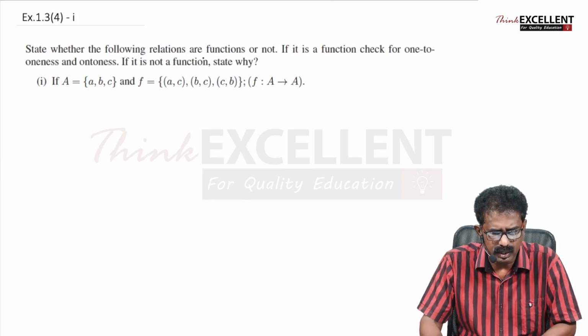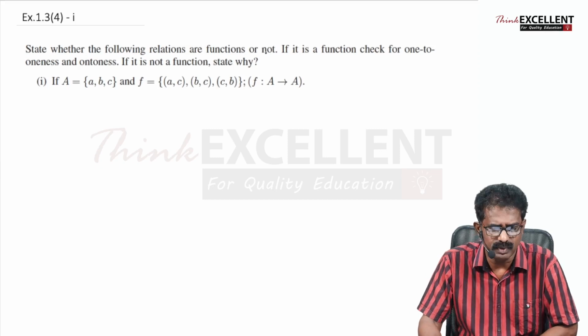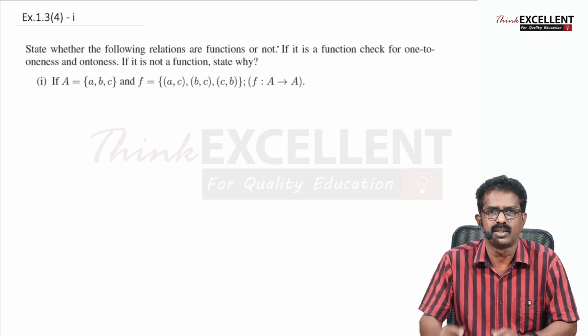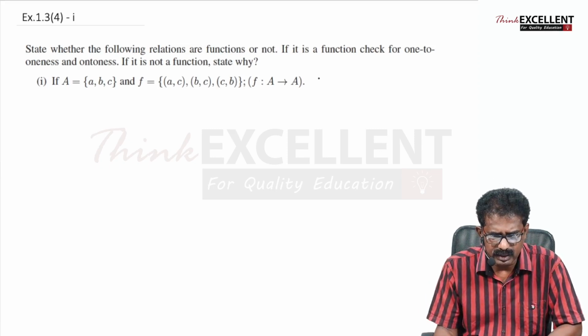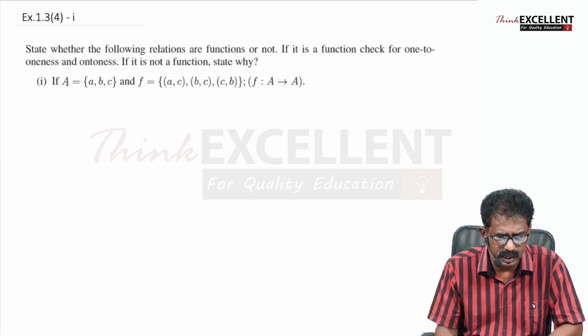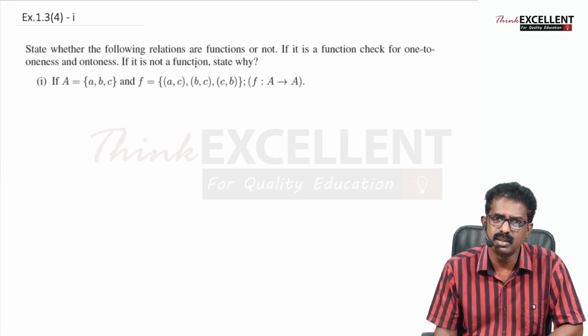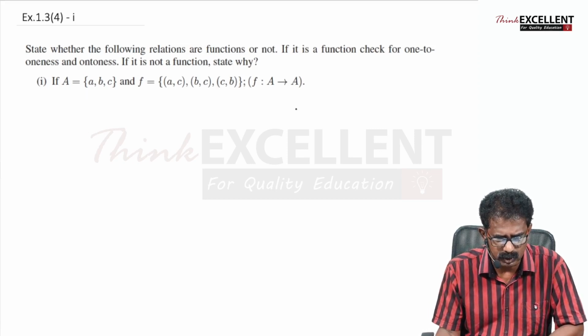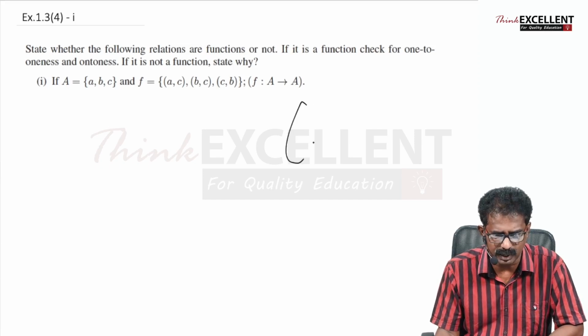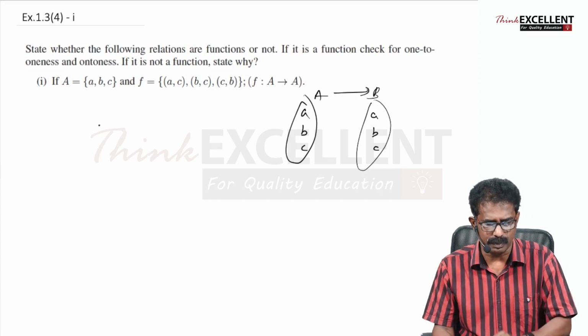State whether the following relations are functions or not. You know every element must have an image, only one image, that's all. If it is a function, check for one-to-oneness and onto-ness. If it is not a function, give the reason, right? Okay, A is ABC. The easiest one, arrow diagram, right? ABC, and here also ABC only, but separately do that. But here write it in a proper way.